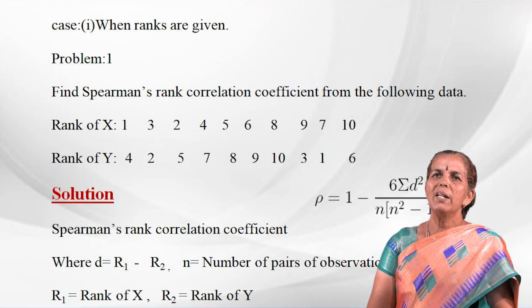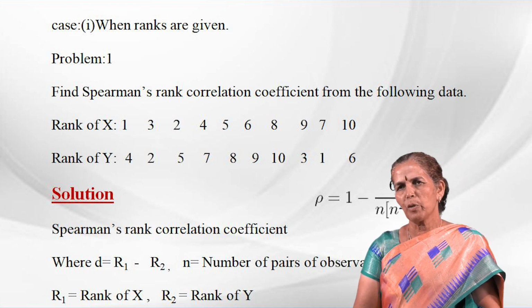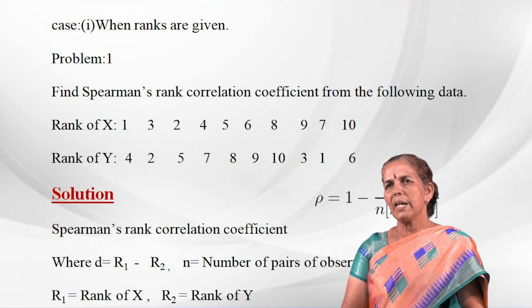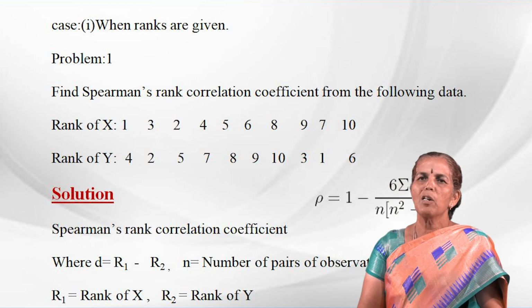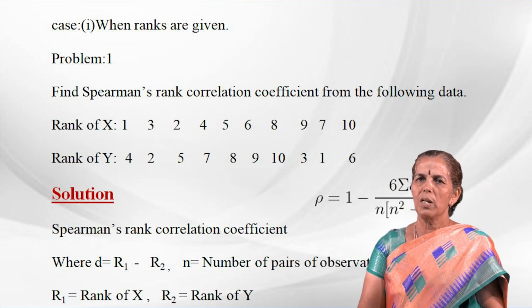Case 1, when ranks are given. Problem number 1: find Spearman's rank correlation coefficient from the following data. Ranks of X: 1, 3, 2, 4, 5, 6, 8, 9, 7. Ranks of Y: 4, 2, 5, 7, 8, 9, 10, 3, 1, 6.